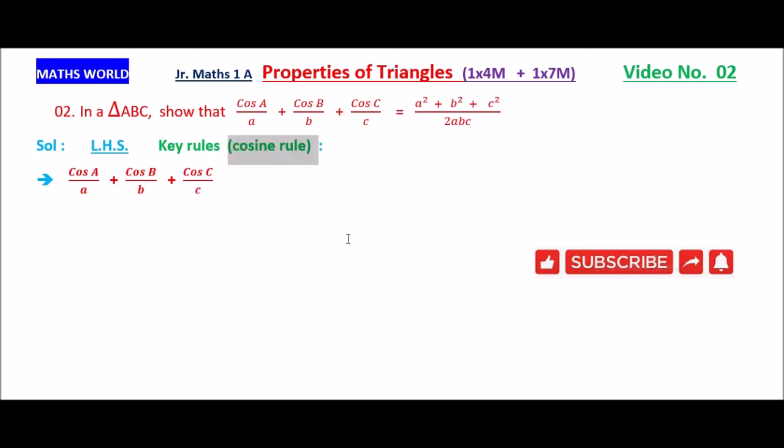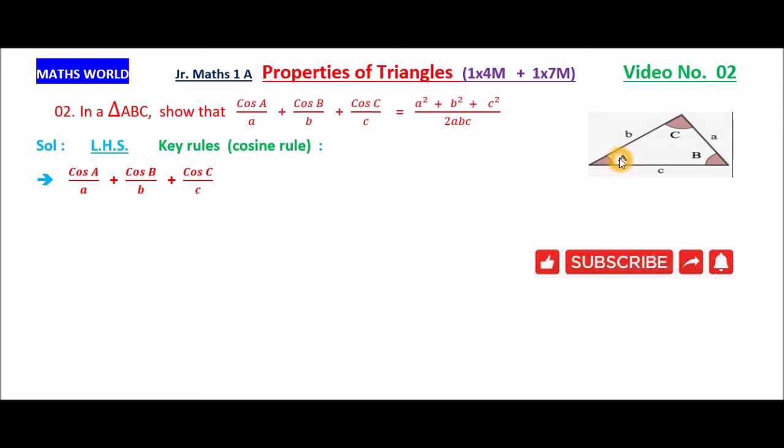What is the cosine rule? How can we get it? See this triangle image. There are three angles, angle A, angle B and angle C, and there are three sides. The first side length is A, the second side is B and the third side is C. Using this triangle, we can get cos A, cos B, cos C.